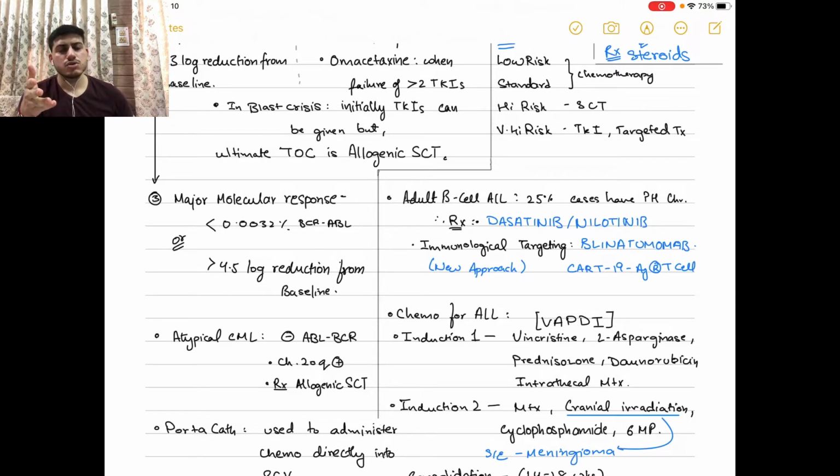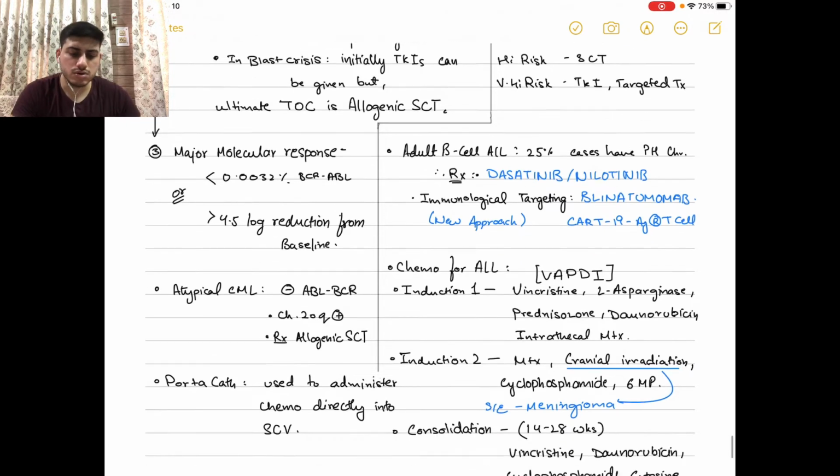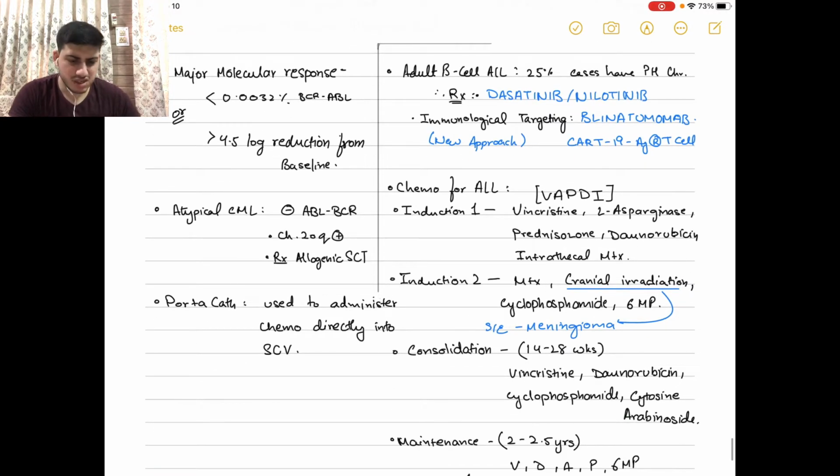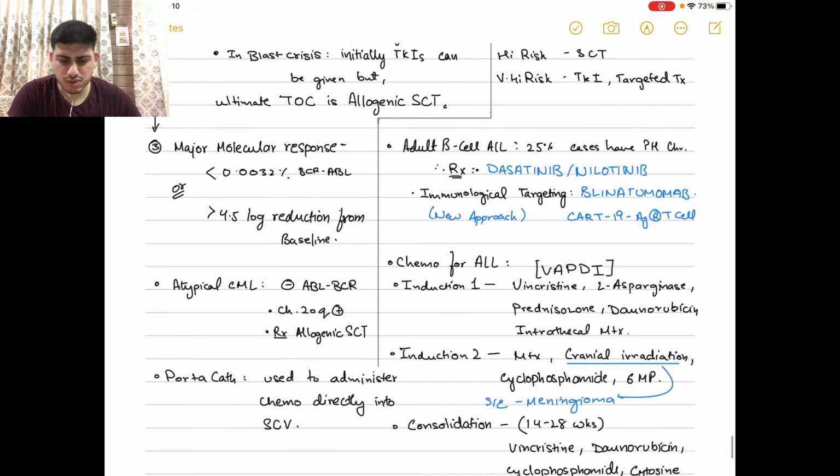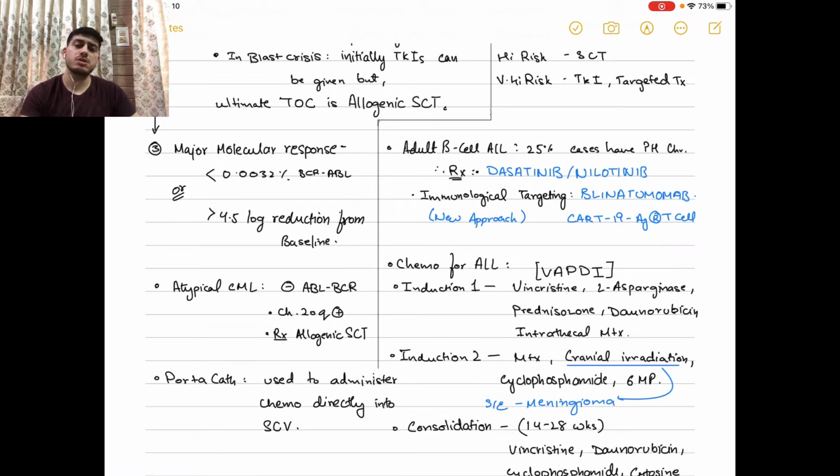Okay, allogenic stem cell transplantation is also used in juvenile myelofibrosis syndrome. So there also you can do it. Now I have mentioned here port-a-cath. So port-a-cath is used to administer the chemo.